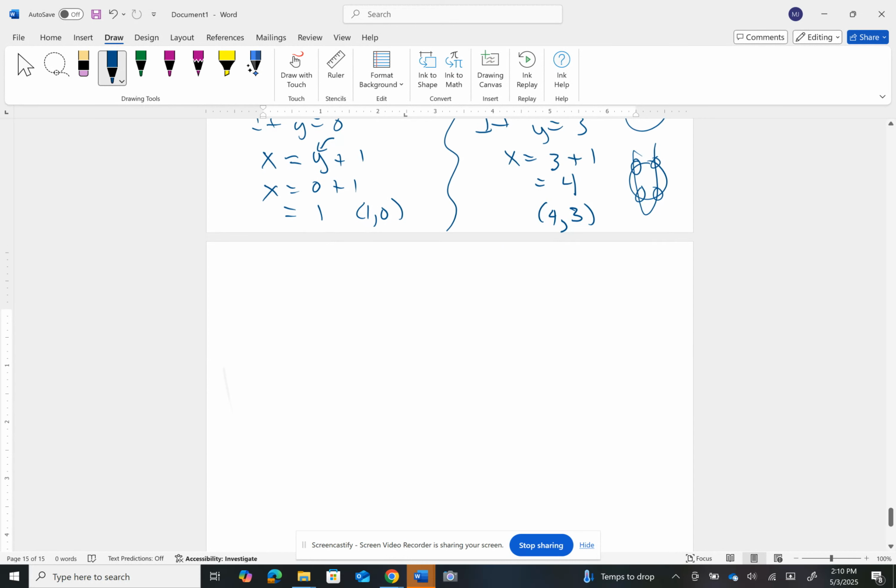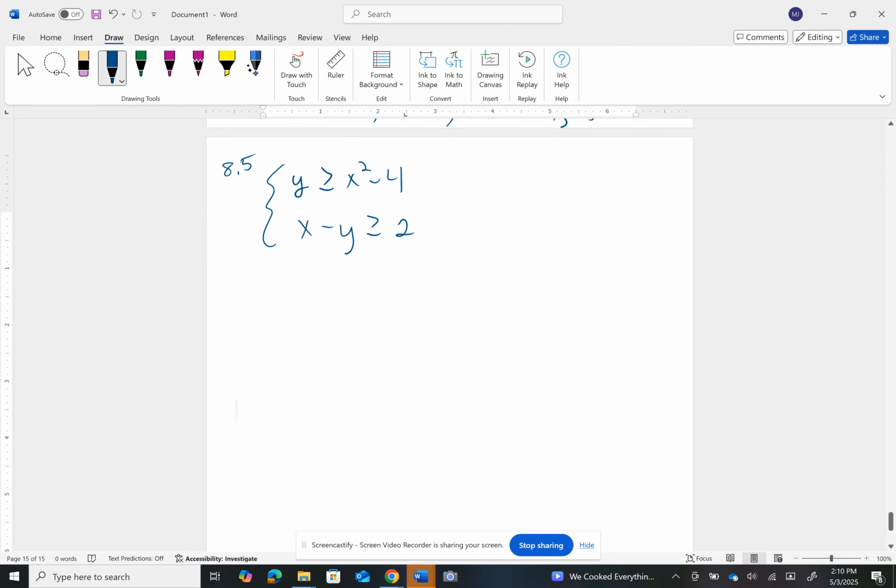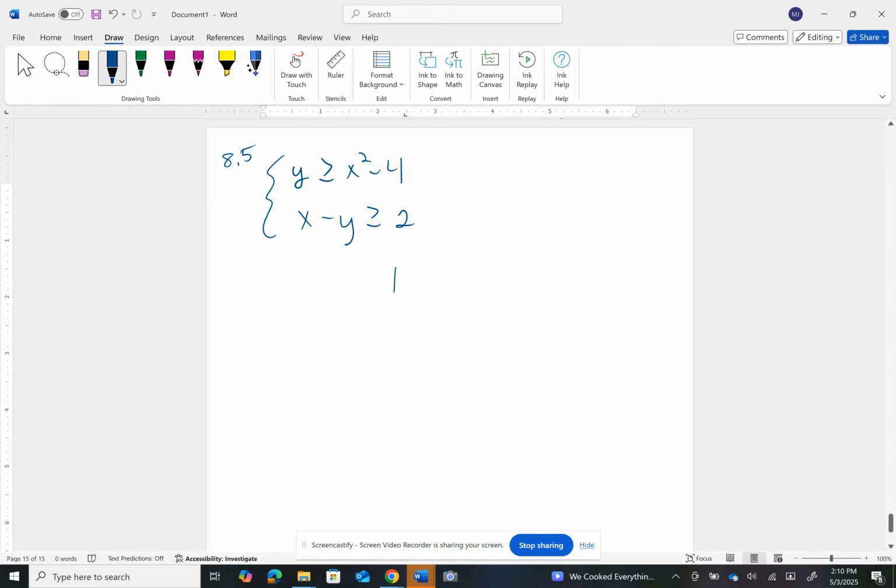So let's try this one. Here's a system we're given. This would be 8, 5. We have y is greater than or equal to x squared minus 4, and then x minus y is greater than or equal to 2. What I'm going to do is graph each of those inequalities, so I'm going to get my coordinate plane ready.